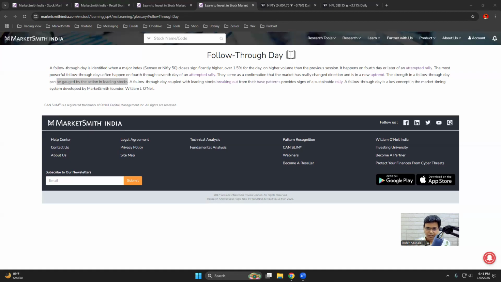So which means the follow through day in the Nifty is not confirmed by strength in leading stocks. What does that mean? It means that the rally might not be sustainable. We have to wait and watch. We have to be careful.